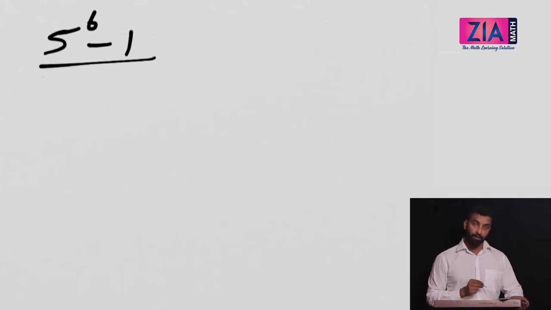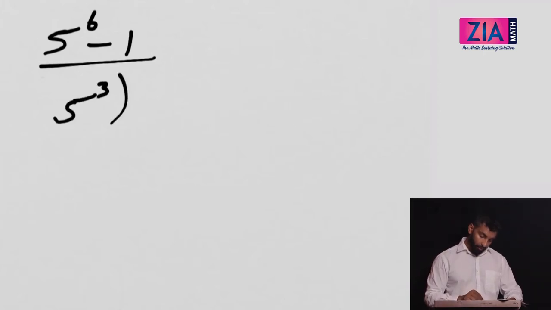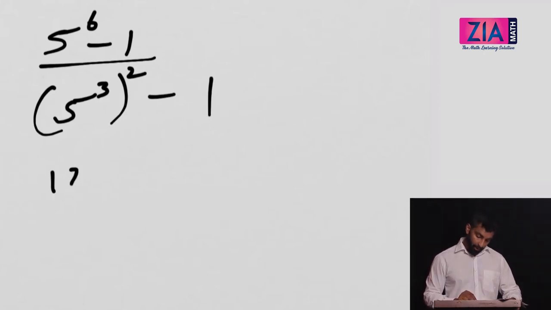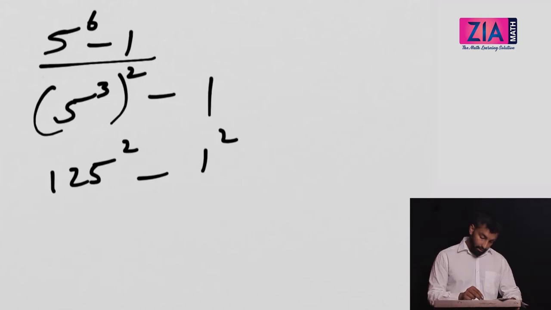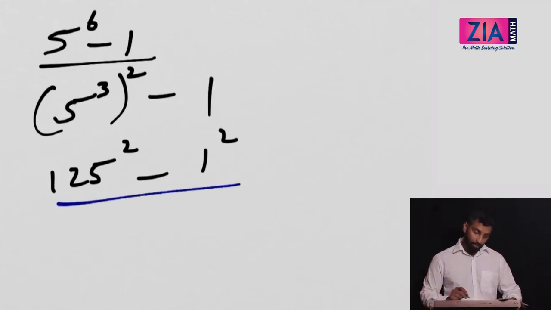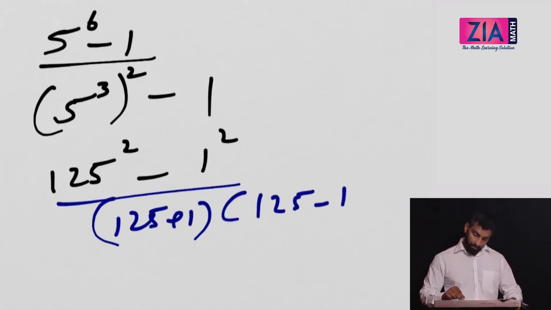So in this question, it is 5 raised to 6 minus 1, divisible by which of the following, right? So how can you do it? You will write 5 raised to 6 as 5 cube raised to 2, minus 1, right? Now that is nothing but 125 square minus 1 square. You will write it in this way. So this is in the format a plus b into a minus b. So you'll write it as 125 plus 1 and 125 minus 1, right?